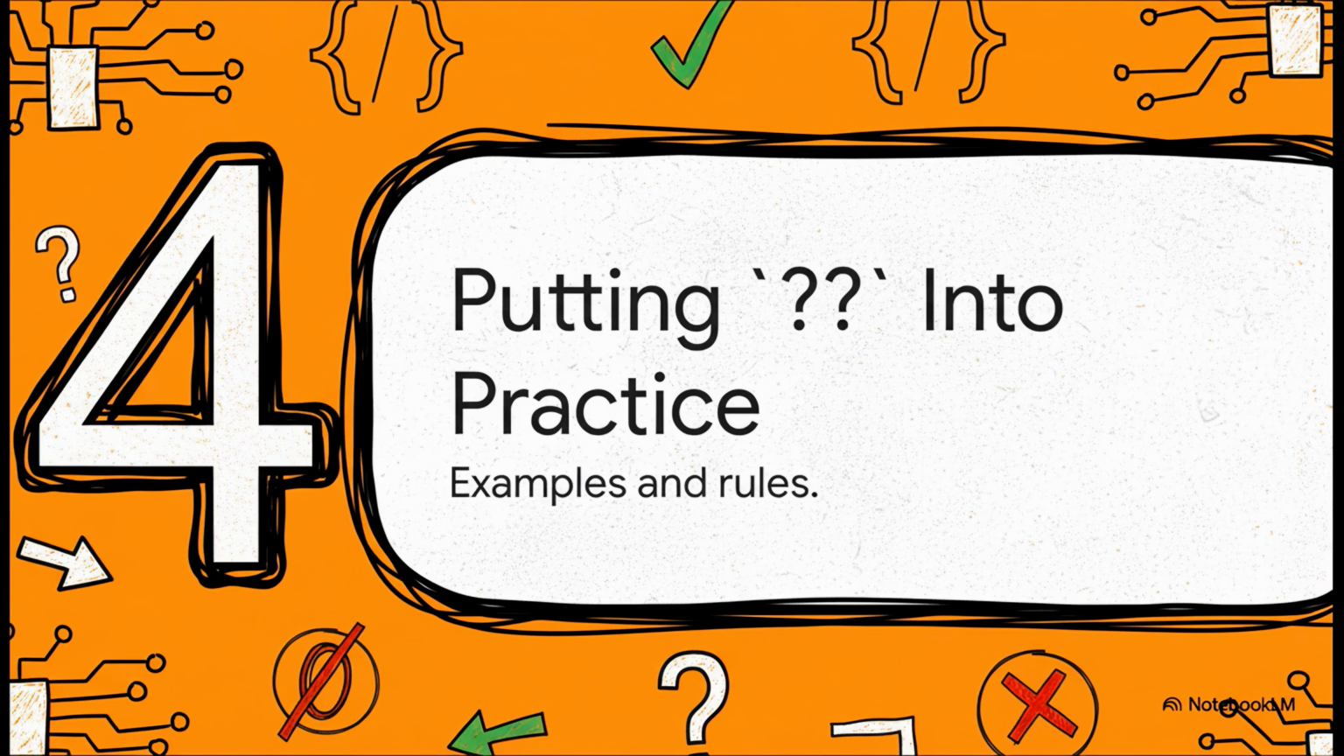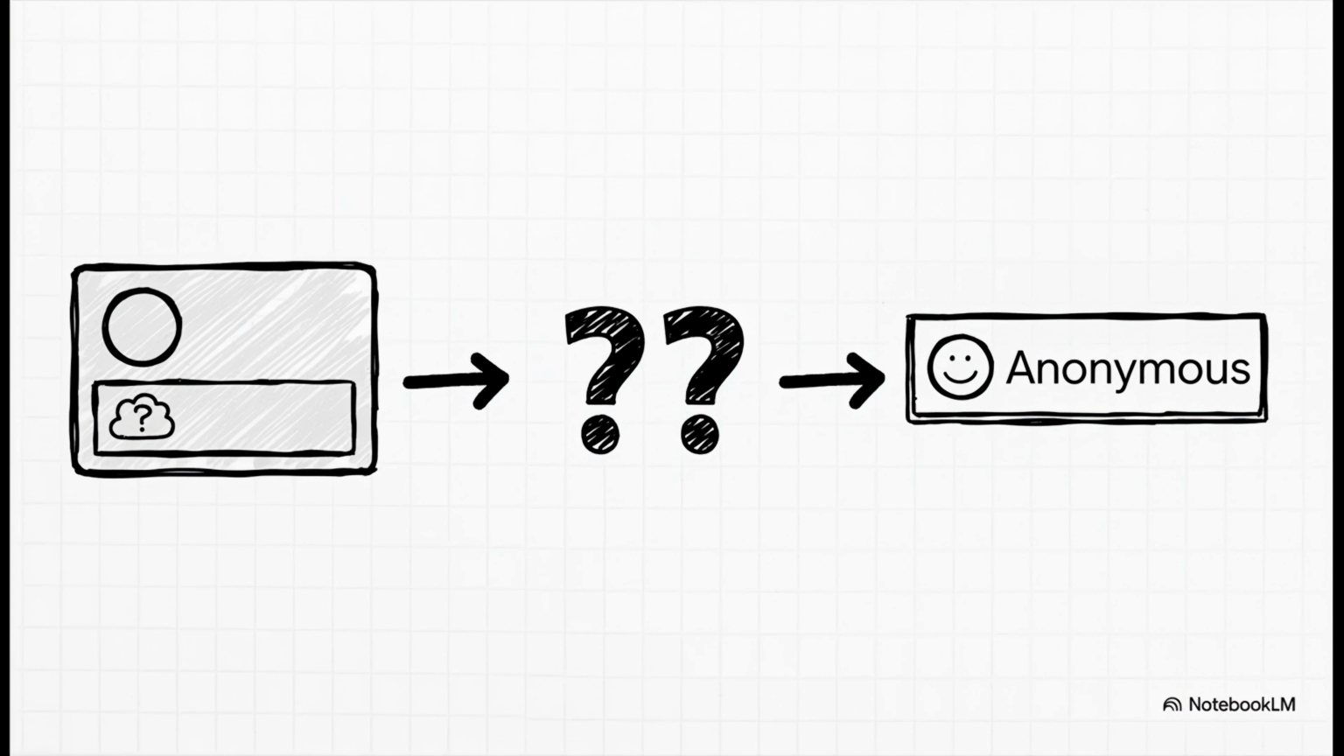Okay, so we get the theory, but how do we actually use this thing in our day-to-day code? Let's walk through some real-world examples and cover a couple of really important rules you've got to know. So the number one use case is still providing a clean default. Here, the user variable hasn't been given a value yet, so it's undefined. The double question mark operator sees that undefined value and correctly provides our fallback, the string anonymous.